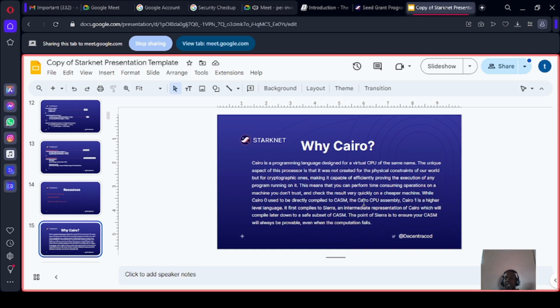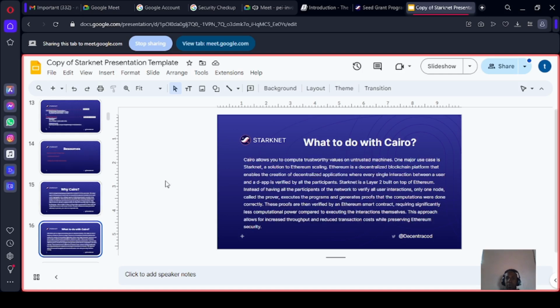So Cousin is Cairo CPU assembly. The point of Sierra is to ensure your Cousin will always be provable even when the computation fails. So what to do with Cairo? Cairo allows you to compute trustworthy values on untrusted machines. One major use case is Starknet, a solution to Ethereum scaling. As I was saying, I emphasized Cairo improves Ethereum by scaling it.